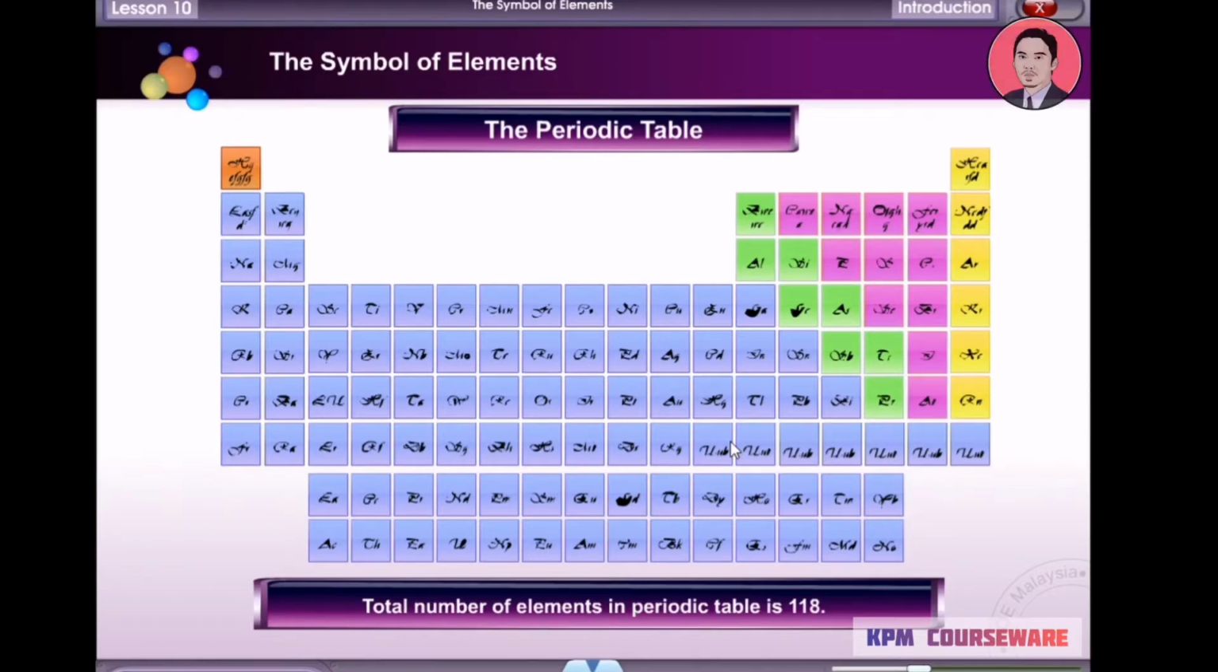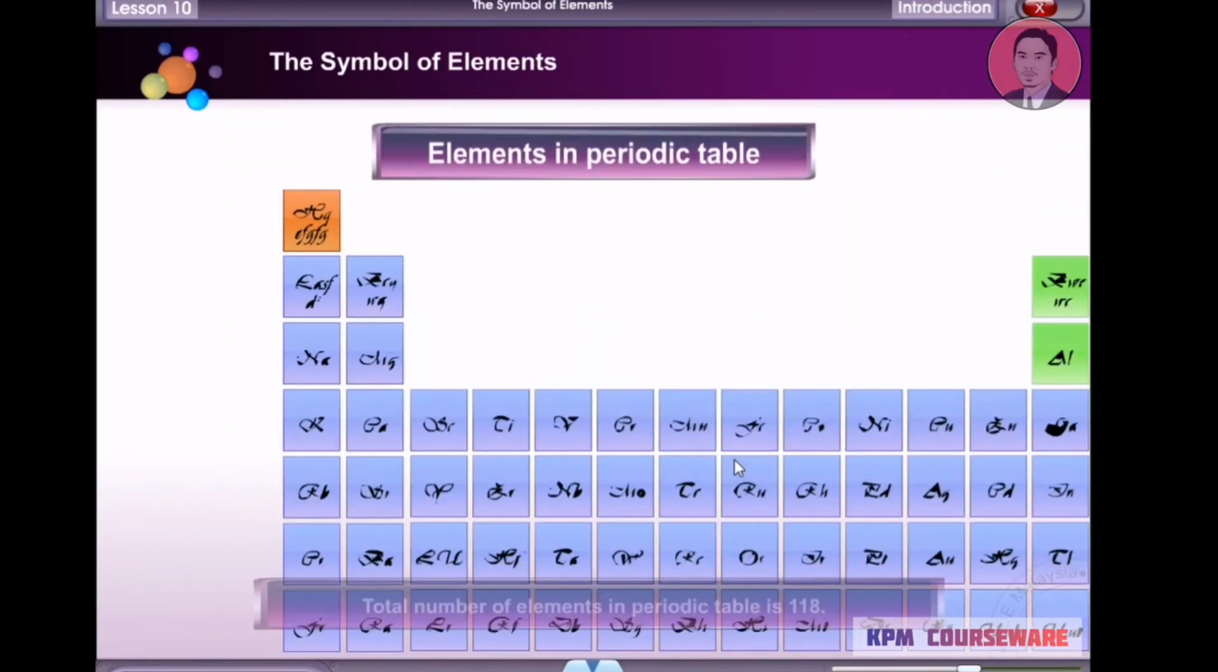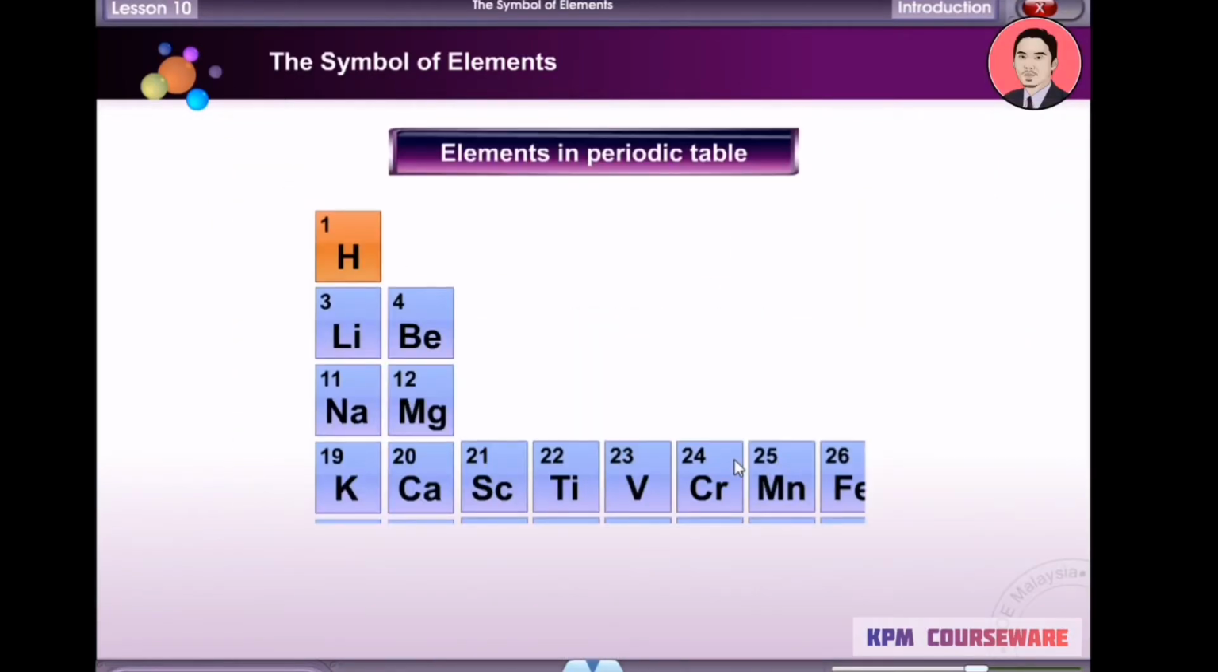What will happen if the names of the elements are written in full, like what you have seen on the screen? Do you have any suggestion on how to avoid writing down the names of the elements? In the actual periodic table, the elements are written in symbols.